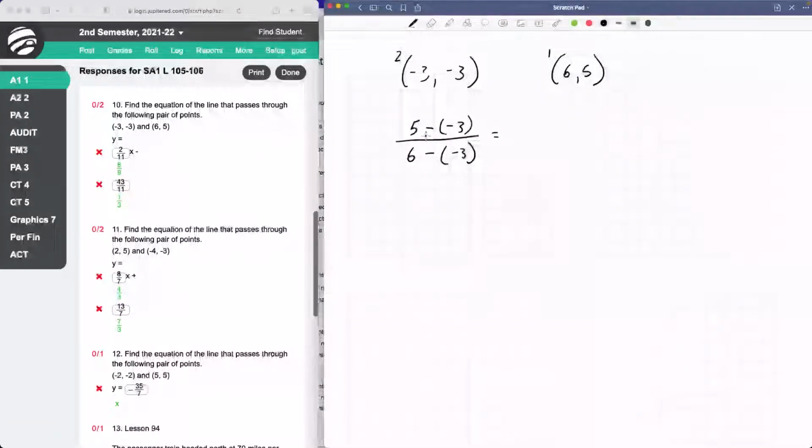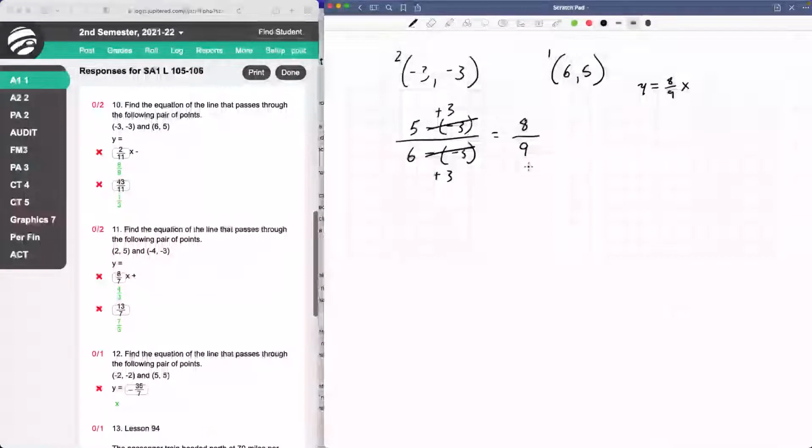All right, so this is our slope, so this would become 5 plus 3, and the same thing here, that'd be plus 3. 5 plus 3 is 8. 6 plus 3 is 9. So our slope is 8/9. So y is equal to 8 over 9x.